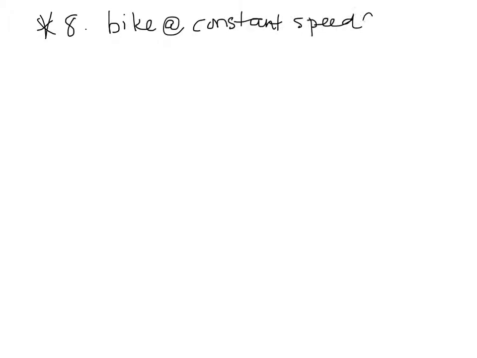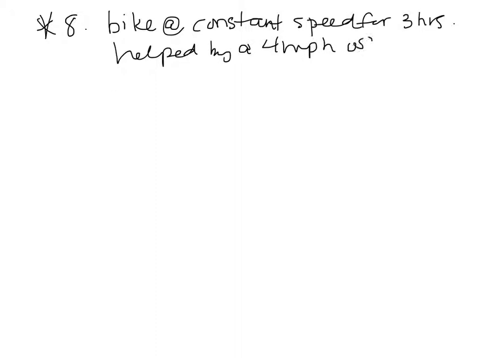Number 8, and for those of you watching, you might want to know how to do this problem. MI Fast rides his bike at a constant speed for 3 hours, helped by a 4-mile-an-hour wind. So this is going with the wind. He rides for 3 hours at some distance.